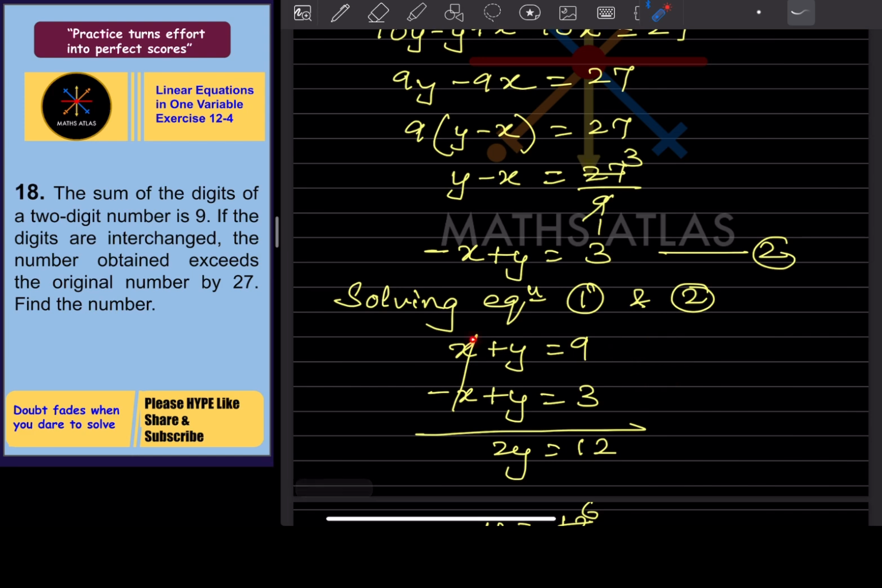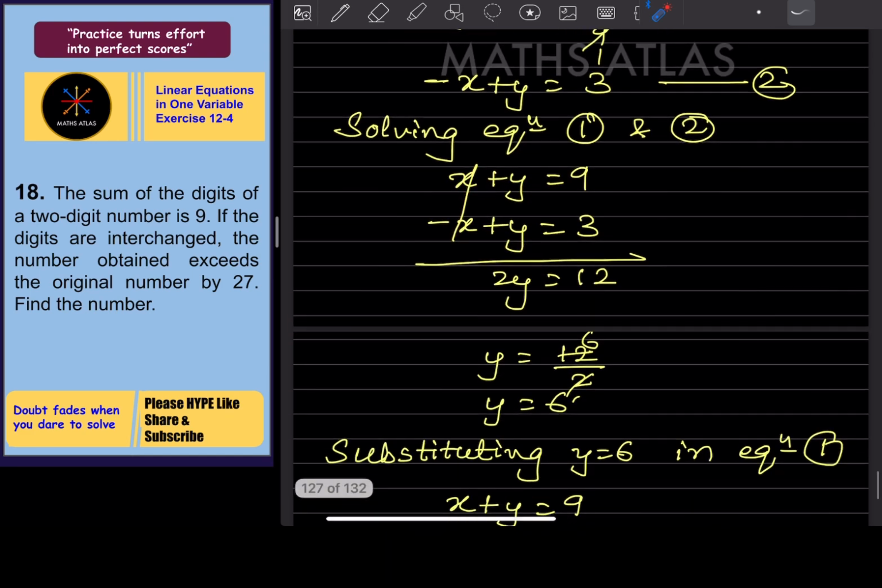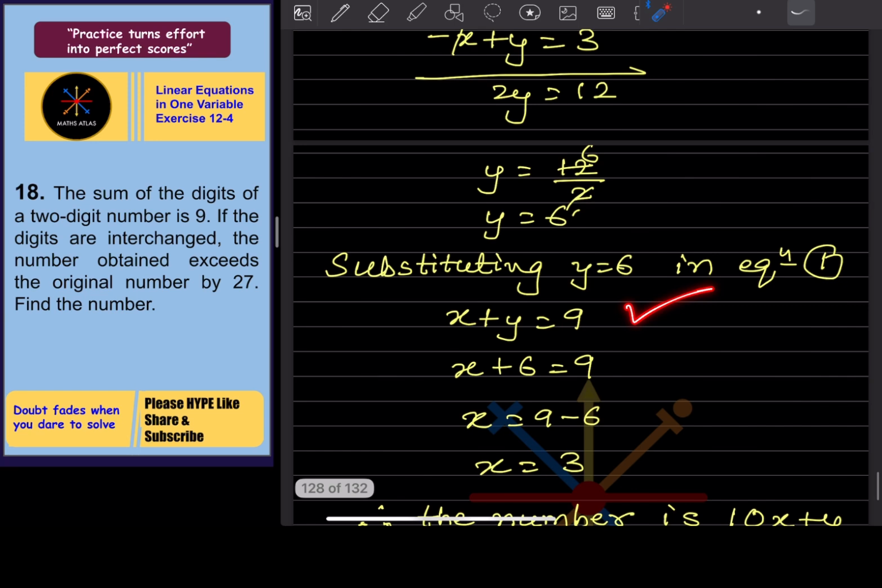Adding them, plus x minus x gets cancelled. This is going to be 2y is 12. So y will be 12 by 2, which is y is 6. So substituting y equal to 6 in the equation x plus y equals 9, in place of y we are going to put 6. So x is going to be 9 minus 6, which is 3.